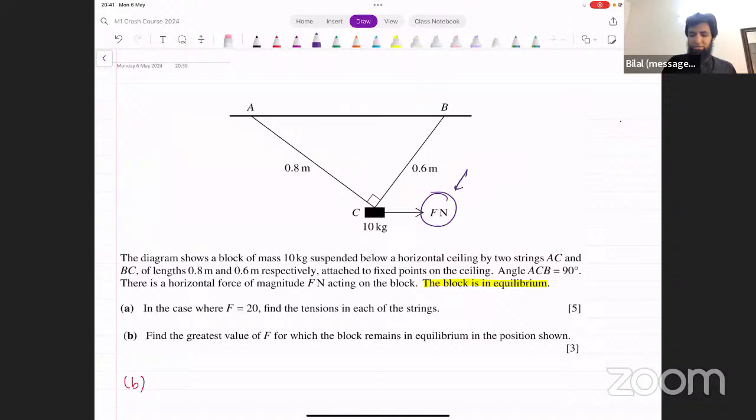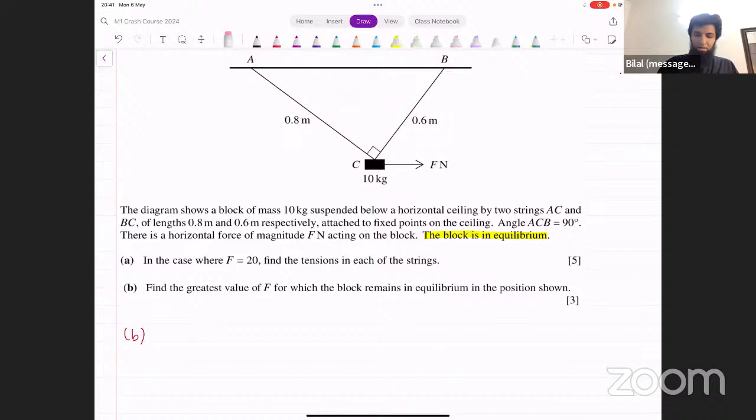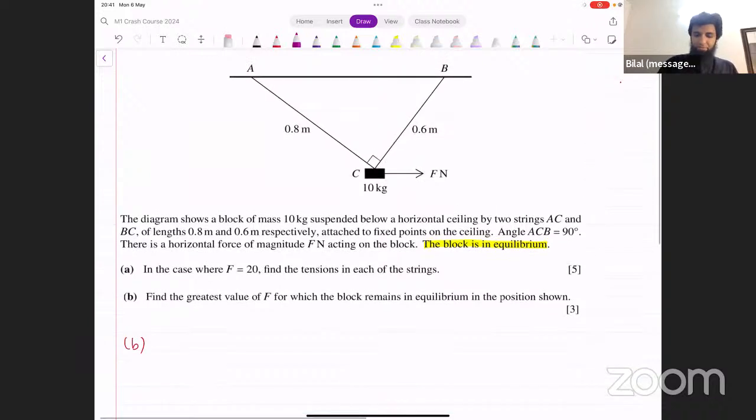Now this is F Newton. We need to find the greatest possible value of F. Now, how do you do that? First of all, you resolve the forces. How do you resolve the forces? For that, you need the angles. How do you find these angles? You're given the two lengths, 0.8 and 0.6.